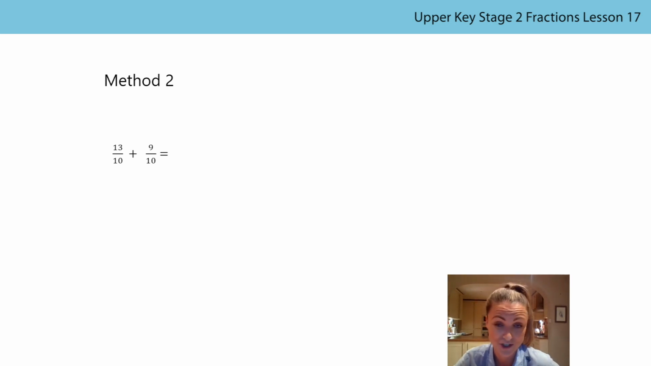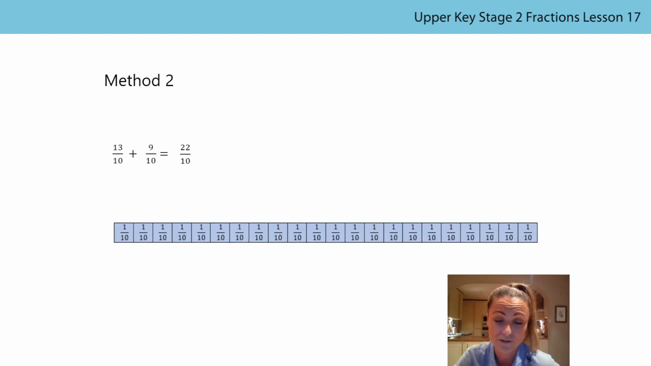So, how did you do? You will have noticed, I'm sure, that the first step was easy. The denominators are the same, tenths, so we're going to add 13 and 9, giving us a total of 22 tenths. Now, what did we do at this point? Did we simplify it, or did we change the improper fraction into a mixed number? That's right, with method 2, we're going to change it into a mixed number from the improper fraction.